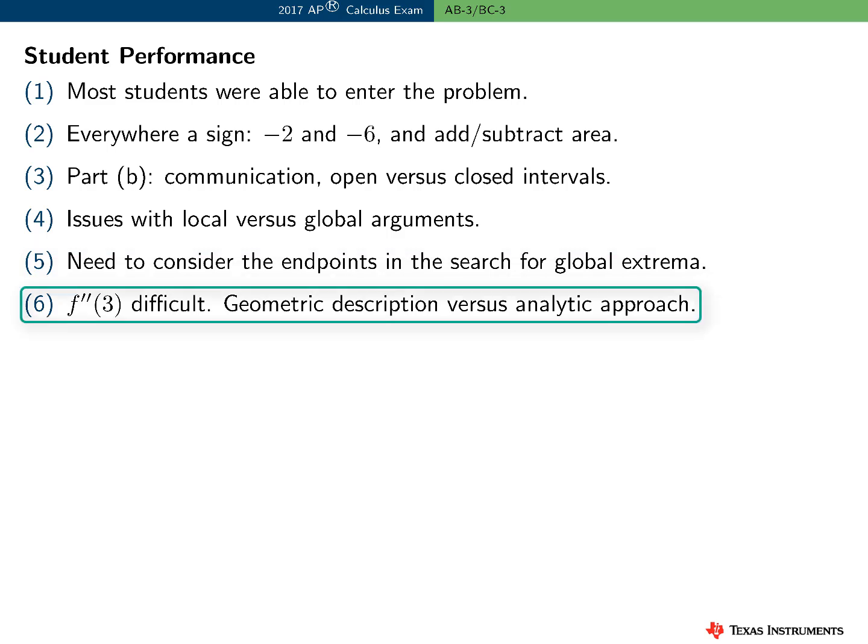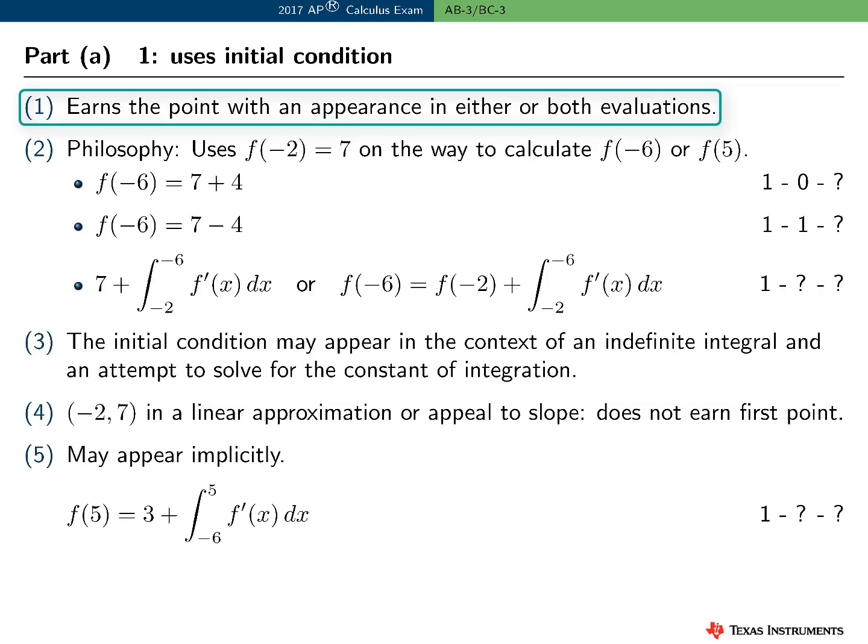In part D, the analytic explanation to show f double prime of 3 does not exist was challenging. Many students resorted to a geometric description instead, and some of these explanations were acceptable, but others were just too vague. Now, let's consider each part of this problem and a more detailed look at how the points were awarded.